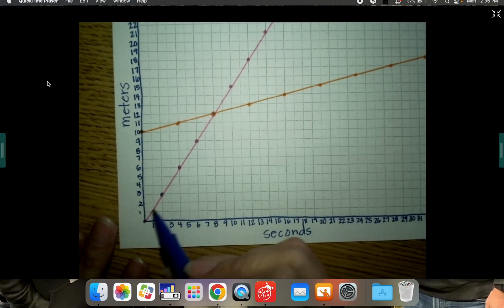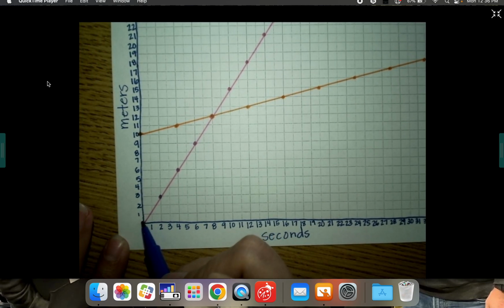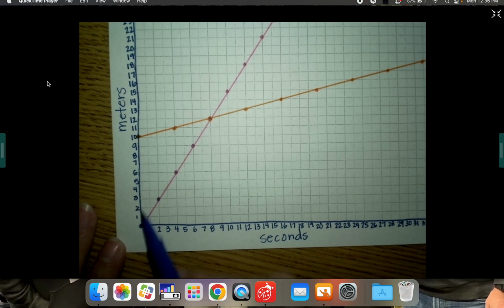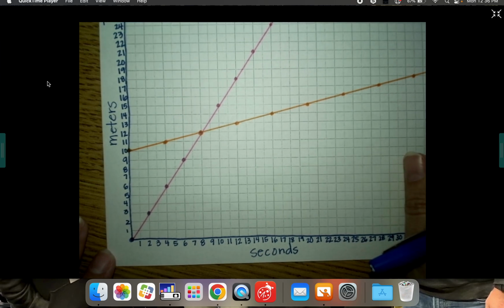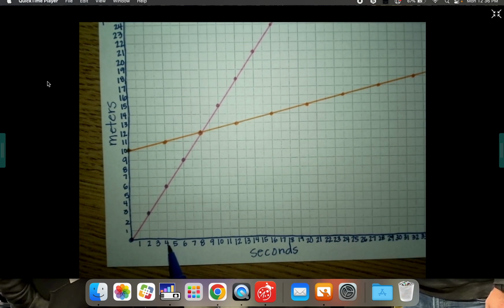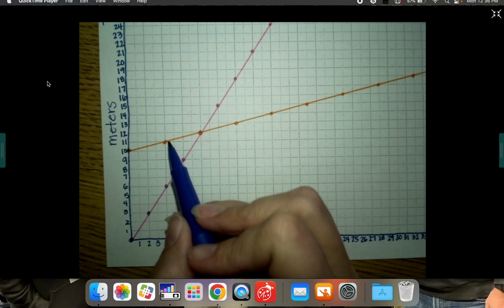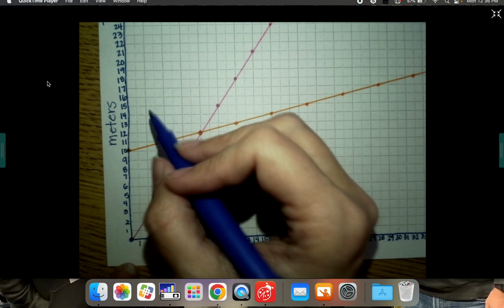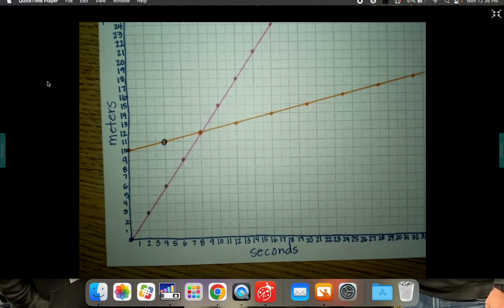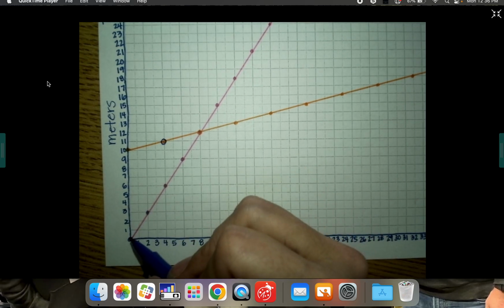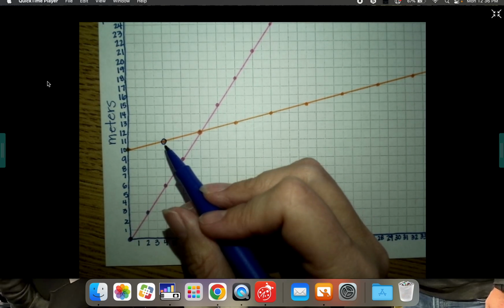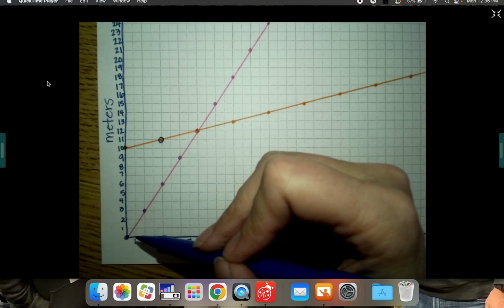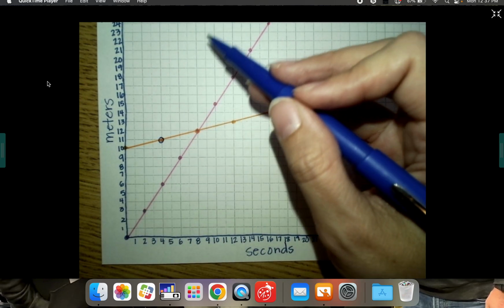So let's go to the starting line. That means he starts at the origin. He catches up to Elizabeth, which is my orange line, in only 4 seconds. So we're going to go over to 4 seconds and then up to Elizabeth's line. Wherever hers touches right there at 4 seconds is where David is after the starting line. So his first dot was the starting line. His second dot is right there. So his line is super steep. He is going really fast.